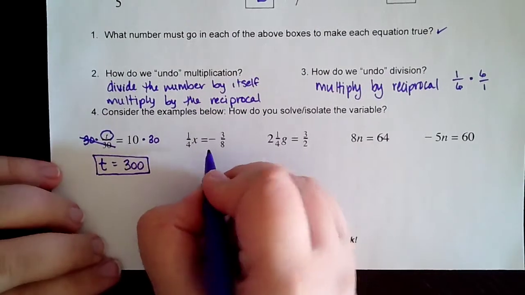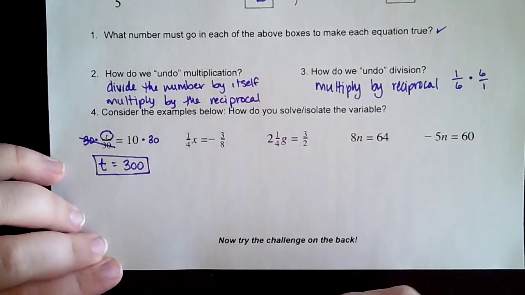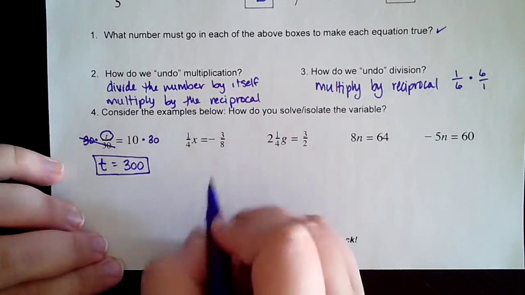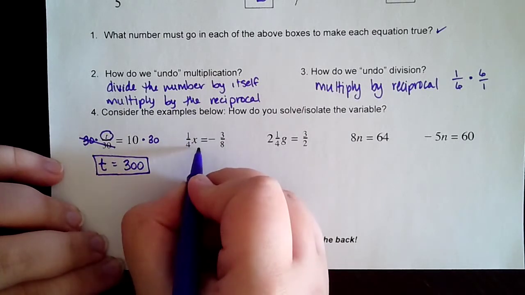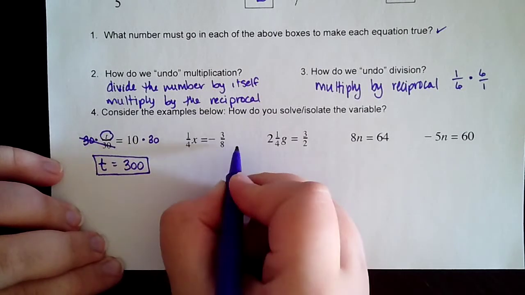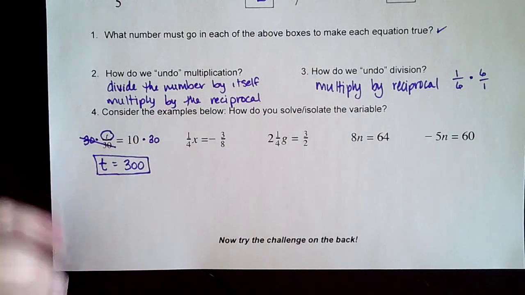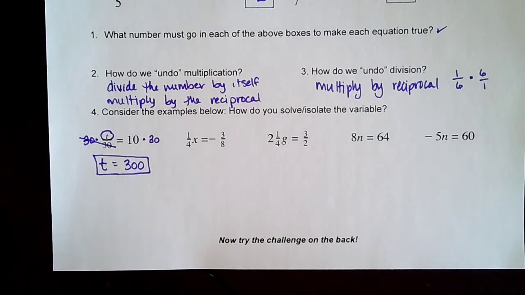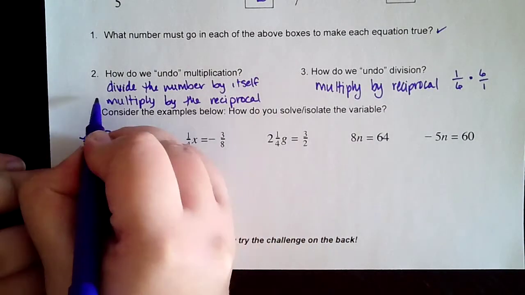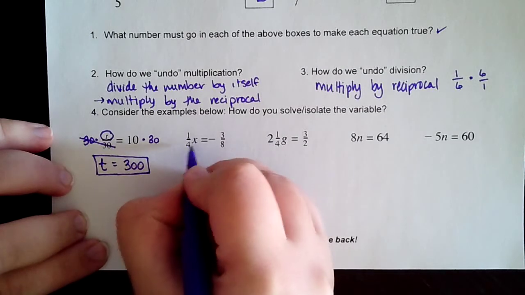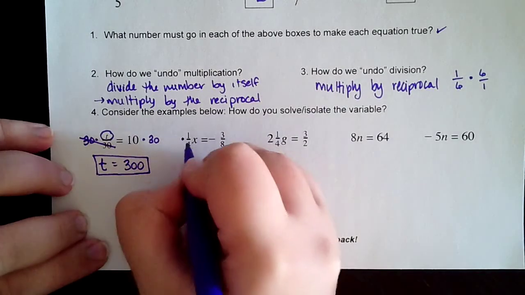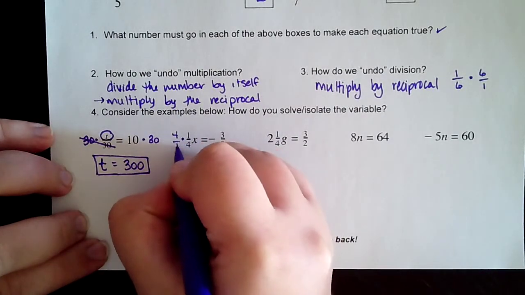The next one, we have 1/4 x equals negative 3/8. This is multiplication, so we could divide this by 1/4 and then divide negative 3/8 by 1/4, but that is a lot of fractions that I don't want to deal with. So in this case, I would rather multiply by the reciprocal. So instead of dividing, I'm just going to multiply by the upside down version.